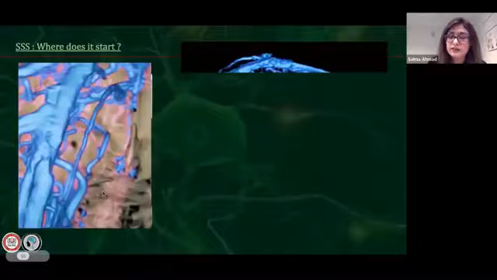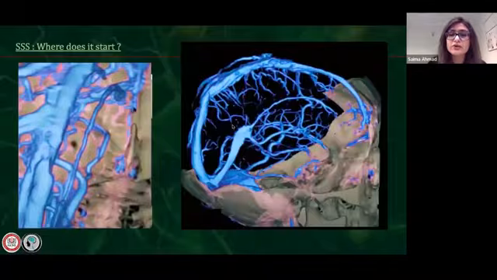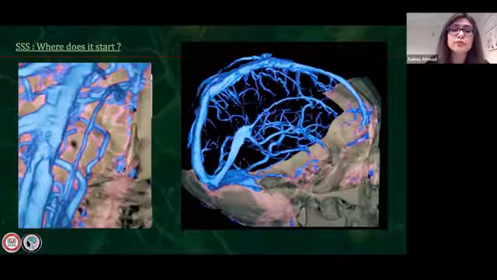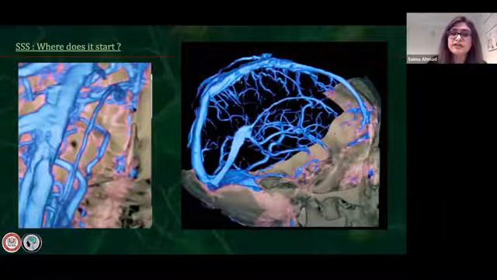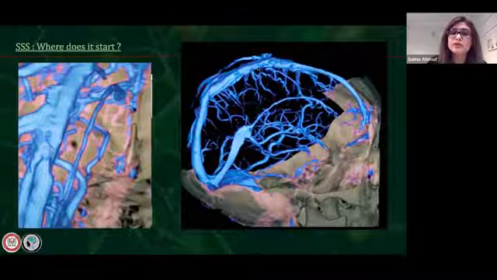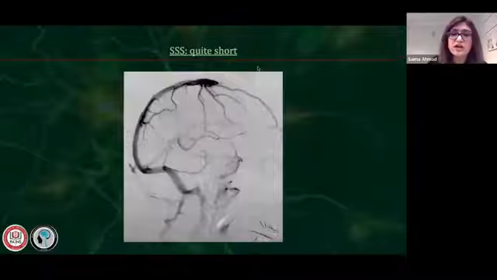And this is the 3D reconstruction of the venous angiogram. And you can see the rostral extent of the superior sagittal sinus. This is the crista galli. It receives some veins from the cribriform plate, and then it goes all the way down to the torcula. And these are the superficial venous tributaries going into the superior sagittal sinus. So this is the whole extent of the superior sagittal sinus.